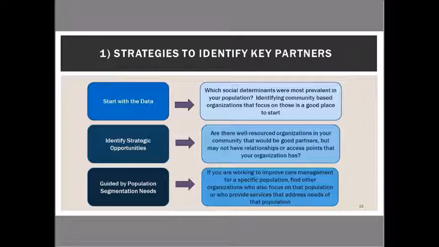And finally, another strategy that you can use to identify key partners is by using your population segmentation needs to guide your partners. So if you and some other community-based organizations are really focused on the same population, that's a great way to form a partnership because you already have some common agendas and common goals, in that you're really trying to improve the outcomes or the care management for a specific population. That way, that really helps guide your work together. So that's another way you could potentially identify some partners to work with.